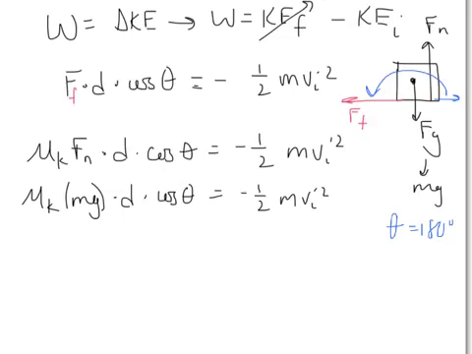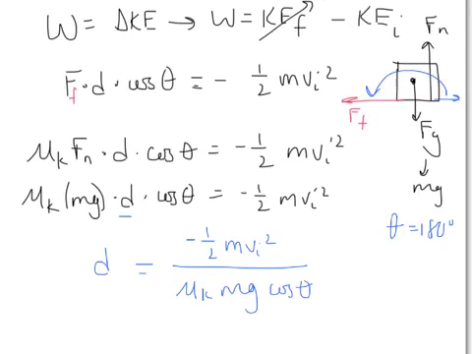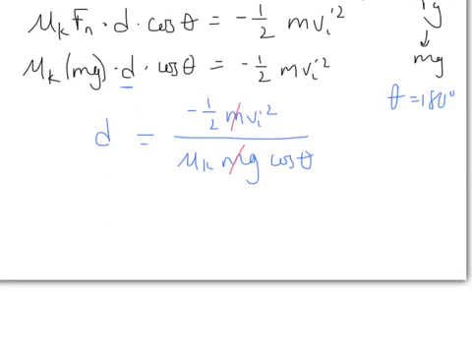So let's go ahead and solve for d, which to me just means divide by everything that's not d. So we can leave our 1/2 m vi squared, but we'll divide by mu k m g cosine theta. Notice mass, mass, cancel. So in reality, we did not need the mass in this problem. So the distance the person slides across the floor is independent of the person's mass. Now we can plug in everything that we know. Let's go ahead and do that.